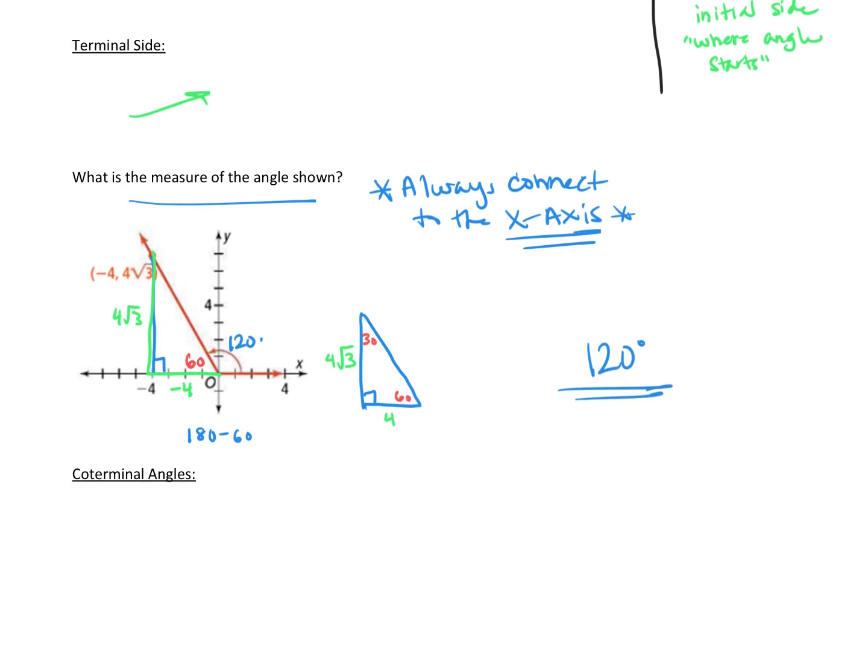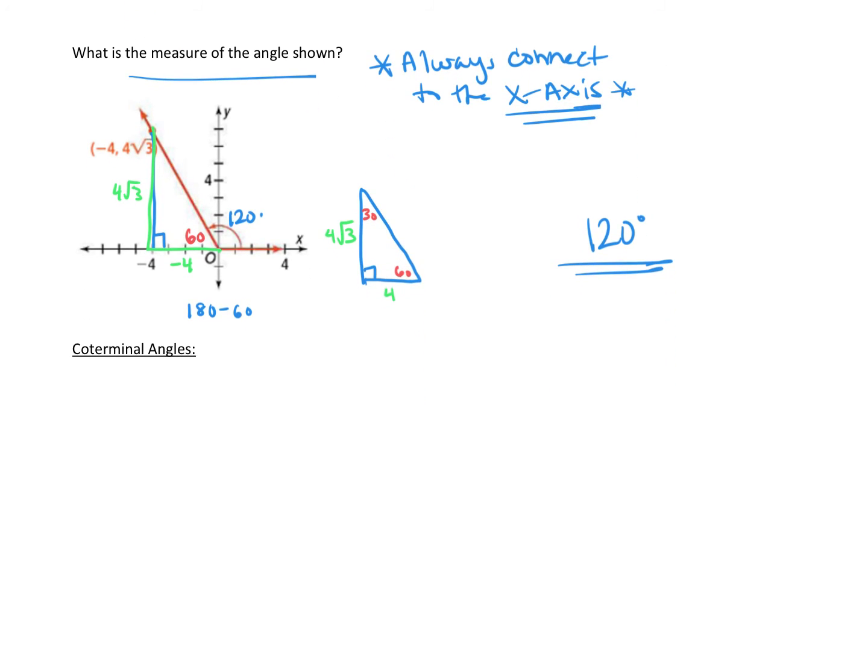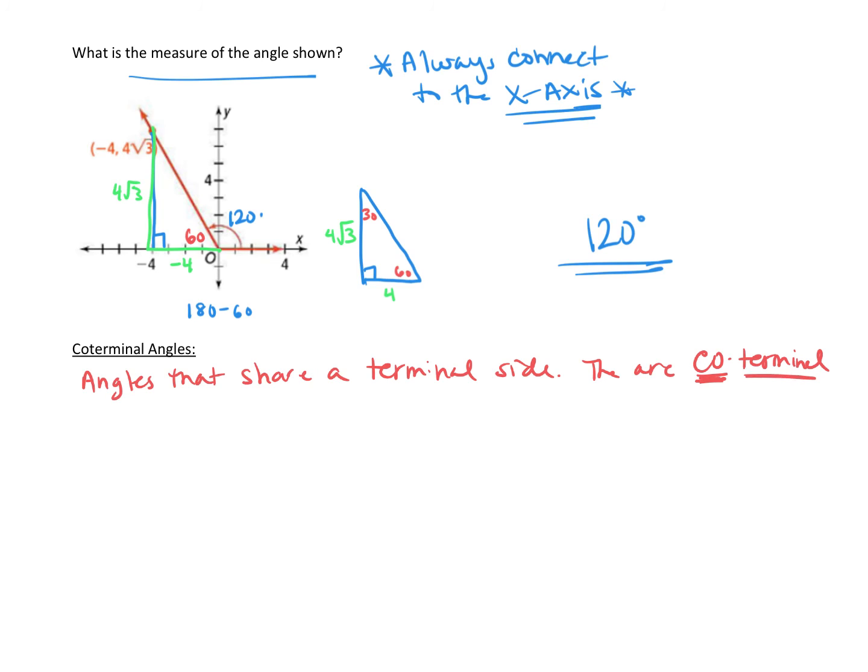All right, so last idea for this video is something called a coterminal angle. So coterminal angles, let's define that. Those are angles that share a terminal side. They are coterminal. So it kind of makes sense. They share a terminal side.